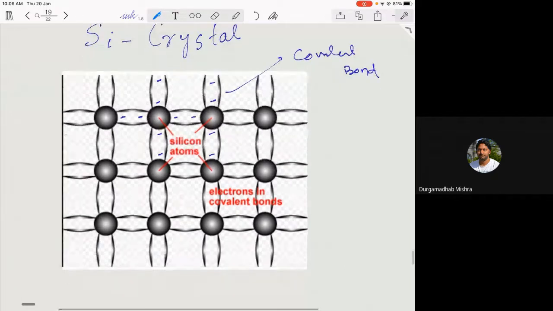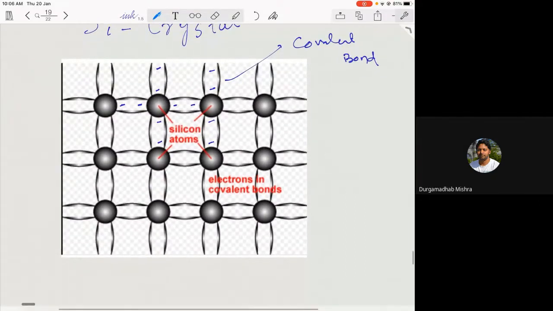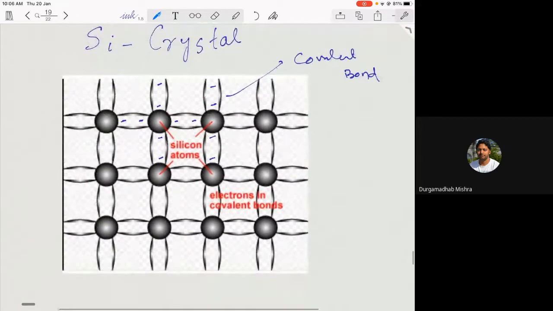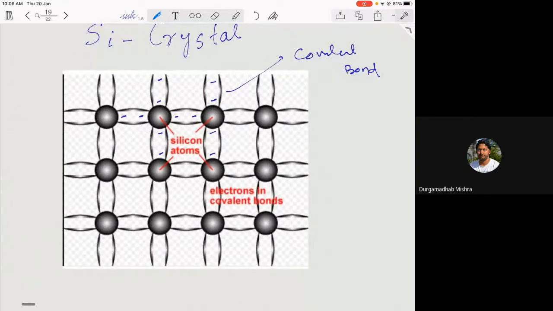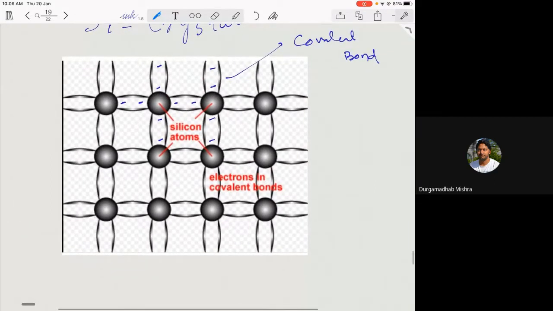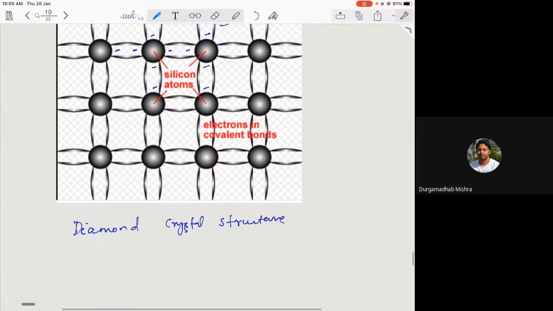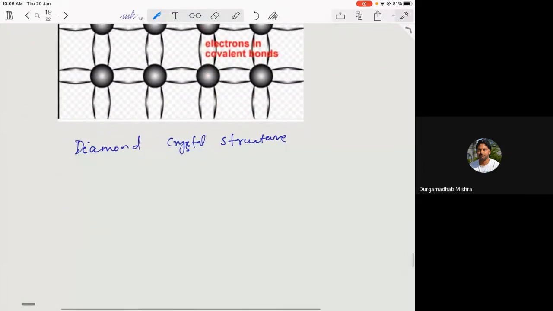And you form the crystal, and all this is in a tetrahedral geometry. The crystal structure would look very similar to the diamond crystal structure. So this silicon crystal structure is similar to a diamond crystal structure.